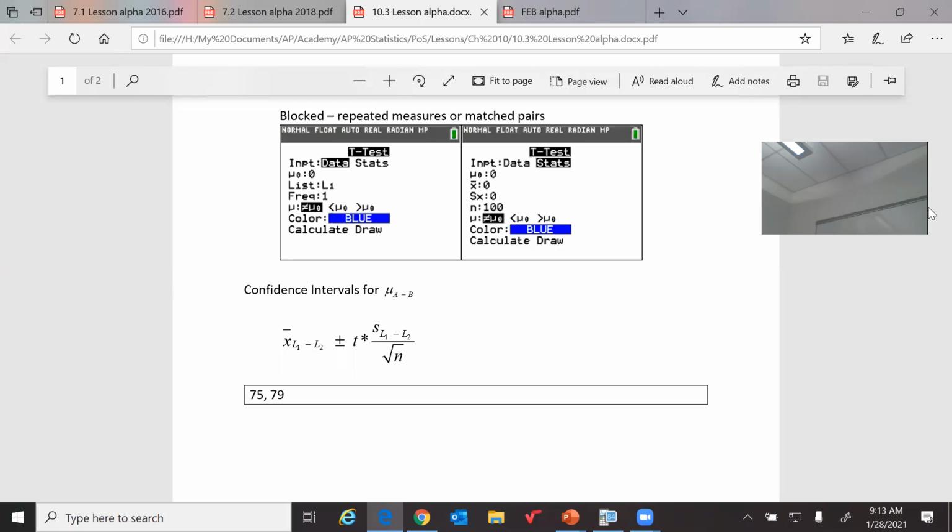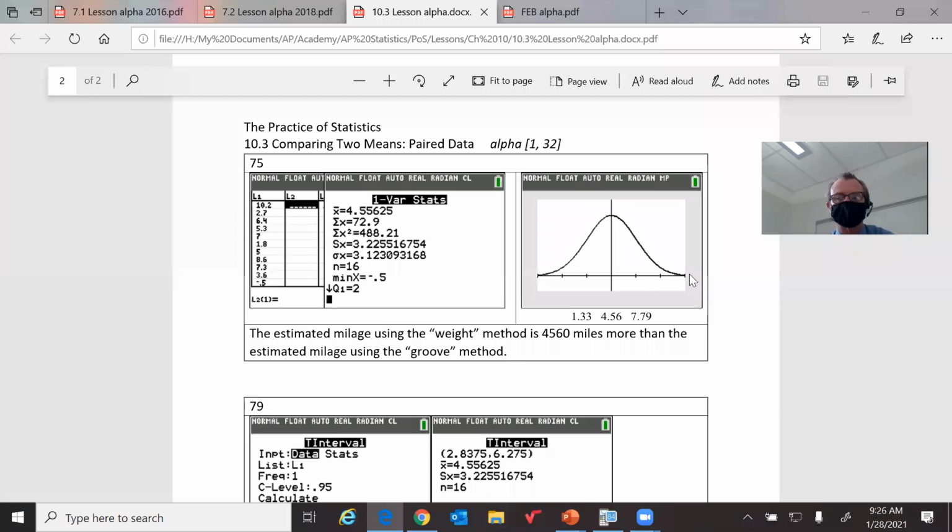Okay? So we're going to pause this video and send you to one data set. Problems 75 and 79 deal with the same data set. For problem 75, they're asking you what is the mean difference. So I put the differences in a list. I got 4.556, which is in thousands. So the estimated mileage using weight is 4,560 miles more than the estimated mileage using groove. And there's the one standard deviation added right or left.